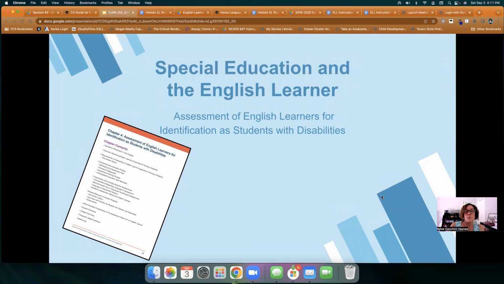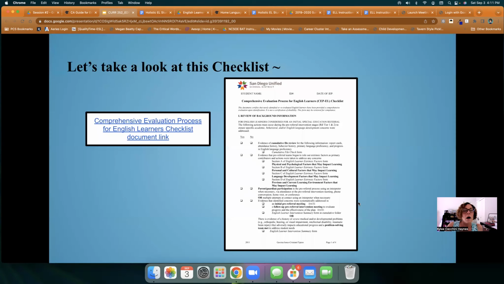And this is something that should be shared as well with your admin. Your principal should be aware of this document, that it's out there, and that it really is clear about what our responsibilities are for assessing our students and identifying our students as students with disabilities. So you'll go in and you'll read chapter 4.